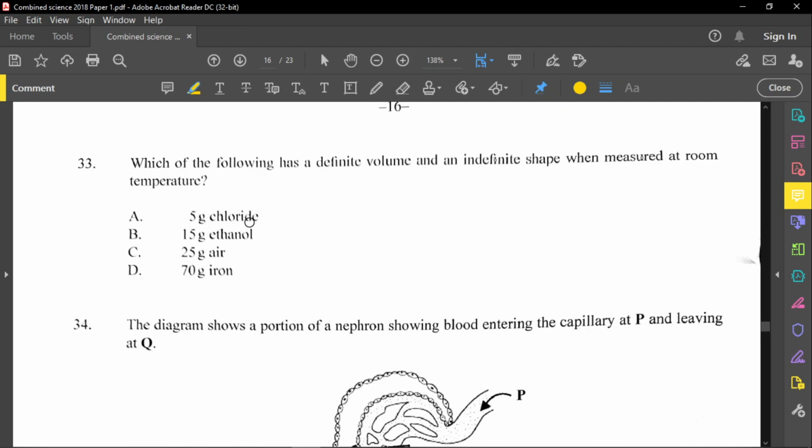So chlorine is a gas, so the gas will have indefinite volume and indefinite shape. Ethanol is a liquid at room temperature, so we could actually talk about this one. Yeah, that is good. Air is a gas, definitely. Iron is a solid, and that means it has a definite volume and also a definite shape. So the only correct answer here is ethanol. B is the correct answer there.